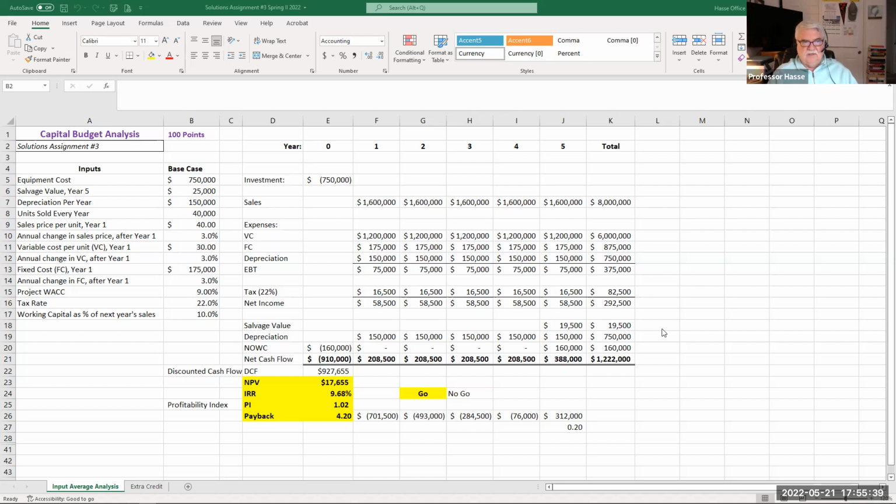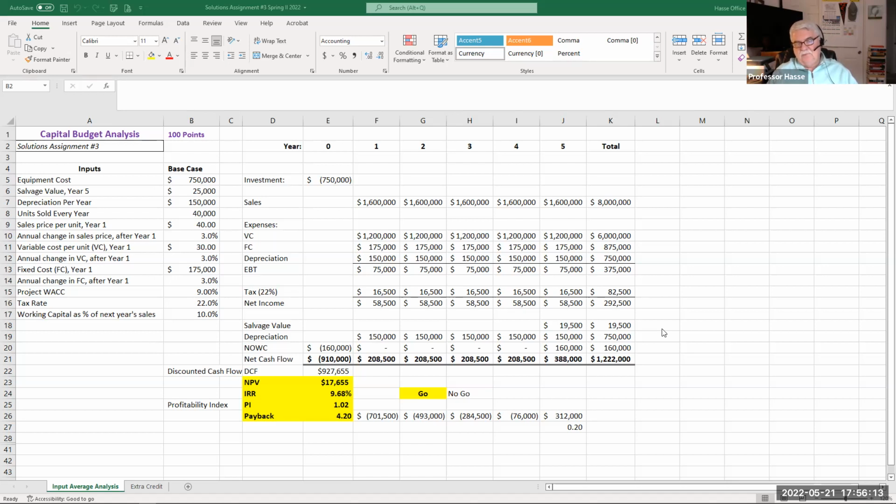The fixed costs are $175,000 a year, and the depreciation is $150,000 a year for 5 years, fully depreciating the asset over its depreciable life. Tax rate of 22% on that earnings before taxes of $75,000 gives us $58,500 of net accounting income per year for the 5 years. And then we get into determining the net cash flow of years 0 through 5.